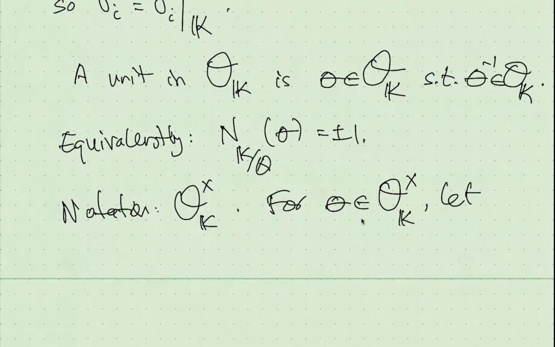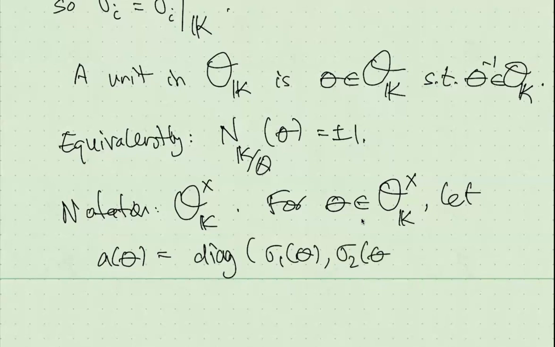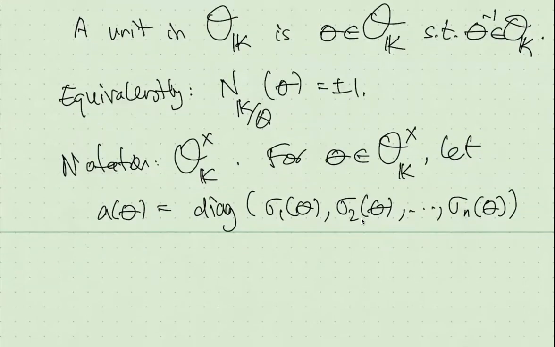For such theta, I'm going to define a diagonal group element, A theta. I just take the different images of theta under the field embeddings, and I put them in a diagonal matrix. It won't have determinant one, it might have determinant negative one. Let's just ignore that point. If the determinant is negative one, you look at sigma squared, and now the determinant becomes one. That's just a fine point. But this is a diagonal matrix essentially belonging to A.